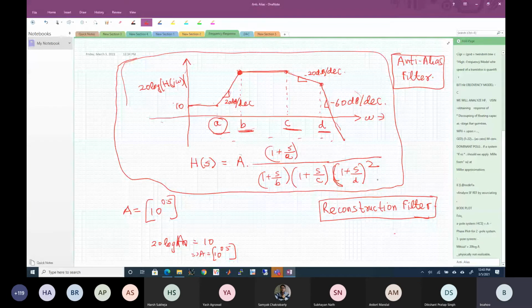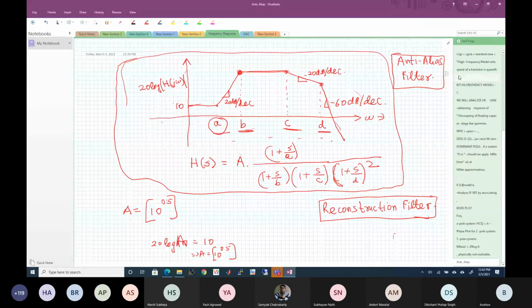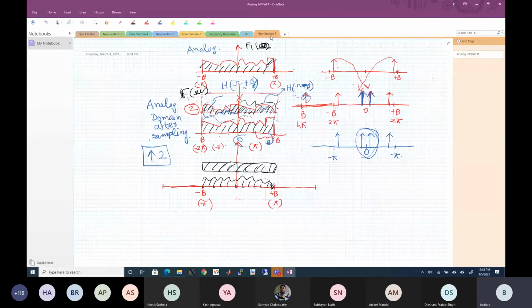Okay. So now with this, I think I would wrap up the frequency response and the Bode plot, then we'll move on to current sources.